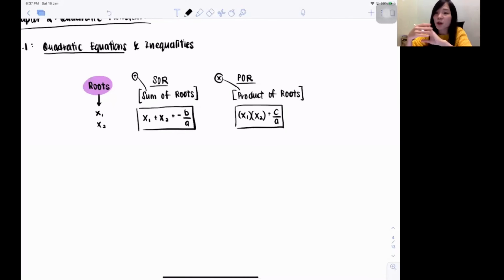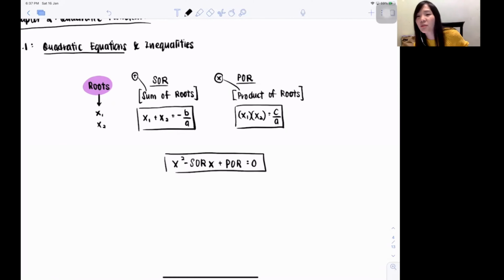So usually if the question only has the word roots, you will definitely, 99.99%, use SOR, POR to solve it. But other than these 2 formulas, SOR, POR have a third formula. The third formula looks like this. X squared minus SOR x plus POR equals 0. This is the third formula.